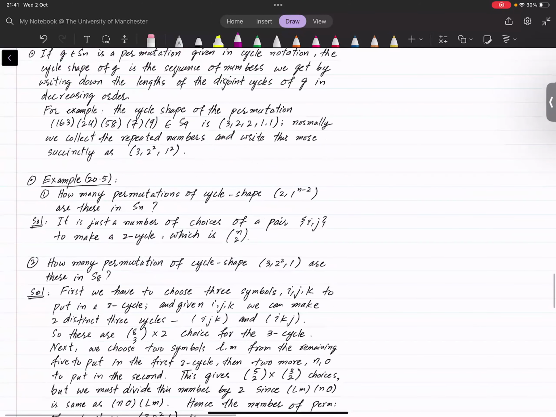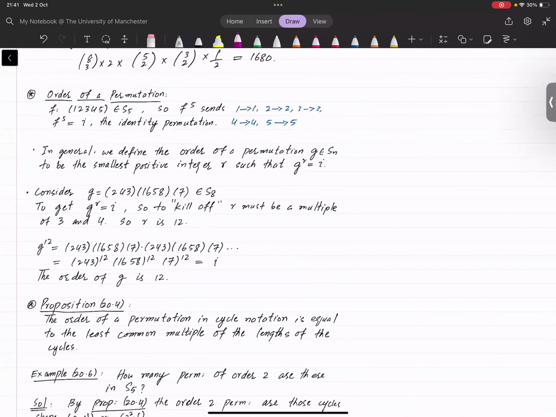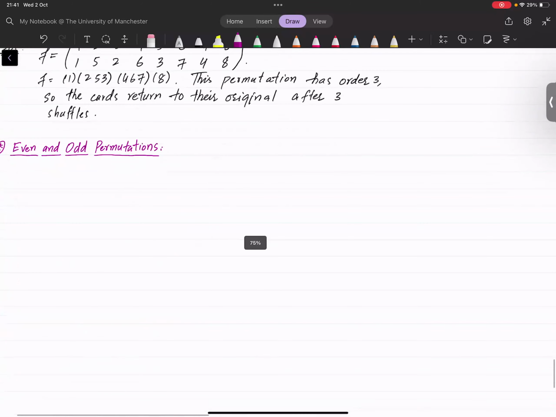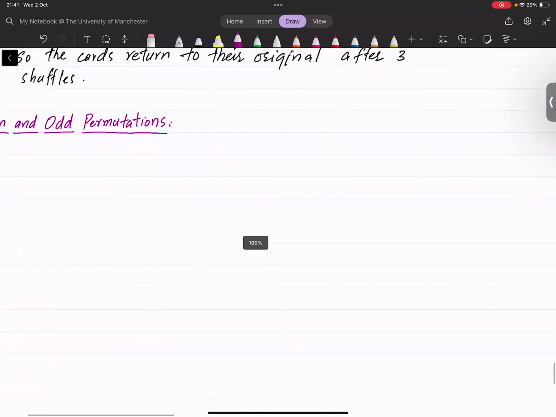Okay, then we have defined the order of a permutation. So the power which we give to a permutation in cycle notation, if we give that power to the permutation, it will become the identity permutation. Then that power is going to be the order of the permutation. Now we are going to talk about which permutations are even and which are odd.